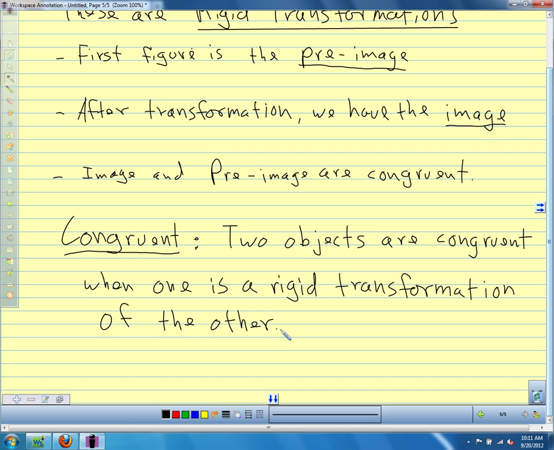So that's what we mean by same size and same shape, is that we can do some kind of rigid transformations to one and get to the other. So that's our technical definition now of congruent. Two objects are congruent if one is a rigid transformation, and it could be any combination of the rigid transformations, translation, rotation, reflection, of the other. So that's our technical definition of congruent.